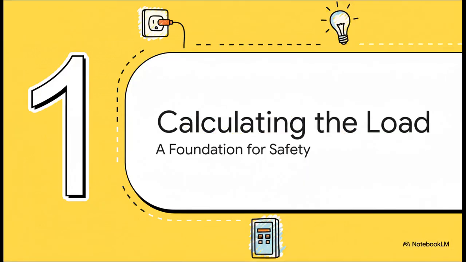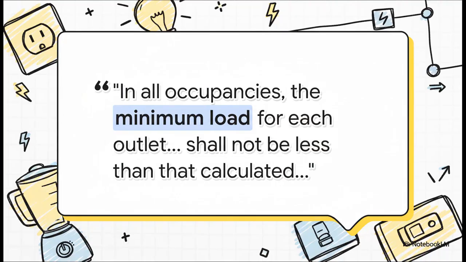So where do we even begin? Well, we start by building that foundation for a safe circuit. The great thing is, the National Electrical Code gives us a really clear roadmap, and getting these rules down is absolutely non-negotiable for any safe, reliable electrical system. The code itself is pretty direct about it. This quote from Section 220.14 makes it crystal clear this isn't optional. It says that for basically any type of building, the minimum load for every outlet has to be calculated using the specific rules laid out in subsections A through K.